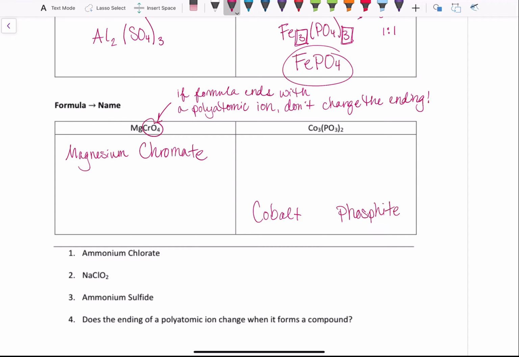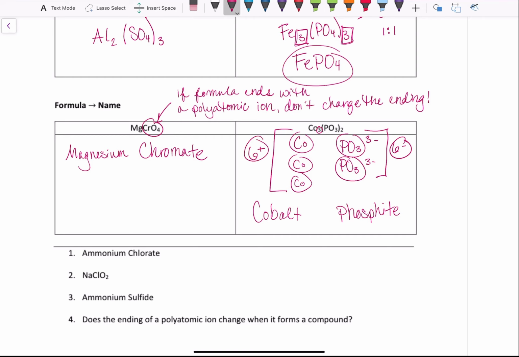Now we have to figure out what that Roman numeral is. We know that there are 3 cobalts and 2 phosphites. We're gonna have to use the charge of phosphite to figure out what the charge of cobalt will be. So phosphite, we have 2 of these groups. Each of these has a 3- charge, which means the total negative charge would be 6-. We have to even that out with cobalt. We know there are 3 cobalts, and it has to come out to be a 6+ charge. We need to balance those out, cancel them out.